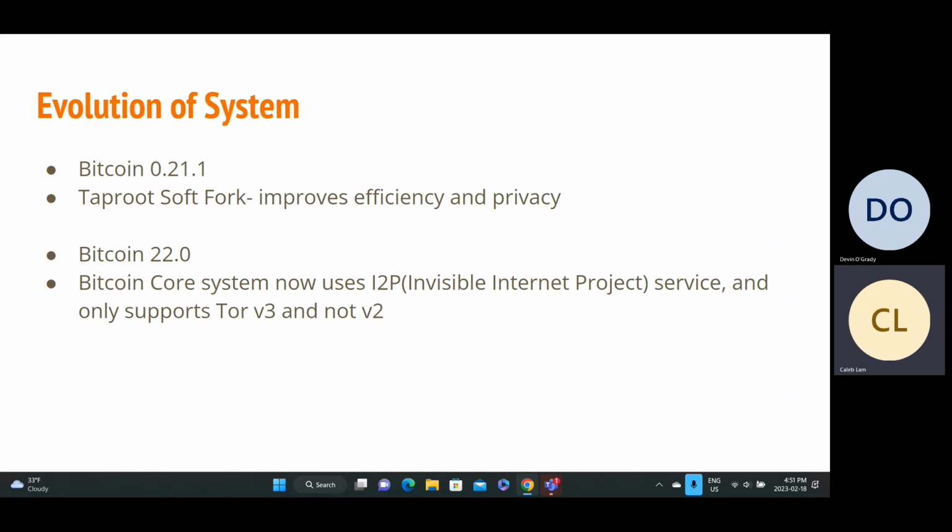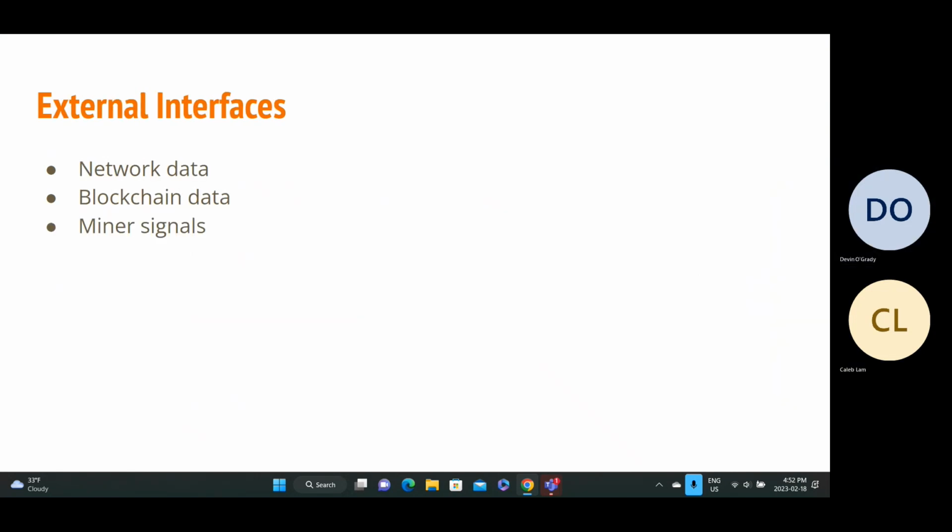So, evolution of the system. Here we present one of the most recent versions of the Bitcoin system. Bitcoin 0.21.1 features something called the Taproot soft fork, which improves efficiency and privacy. And the latest version is Bitcoin 22.0, which uses the Invisible Internet Project service and only supports Tor v3 and not v2.